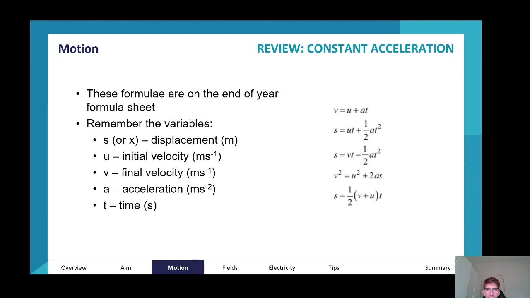These formulas are for constant acceleration, where S stands for displacement and is measured in meters. U is referring to initial velocity. V is referring to final velocity. A is referring to acceleration, and T is referring to time.